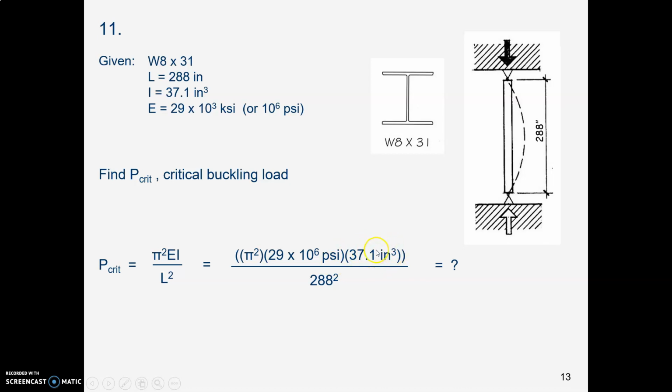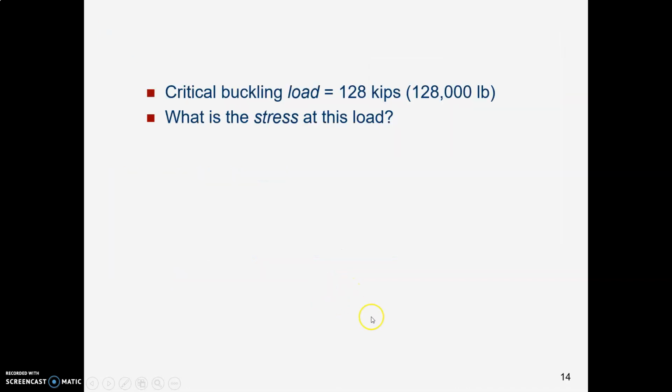Now I've labeled the units, but this doesn't mean this inches cubed is the units it is in. That doesn't mean you cube anything. Don't do anything with that exponent. Just plug in the numbers. Pi squared, 29 million, 37.1, that's it. And then that's all divided by the length squared, so 288 squared. And we'll get some big number. You should get a critical buckling load of 128,000 pounds.